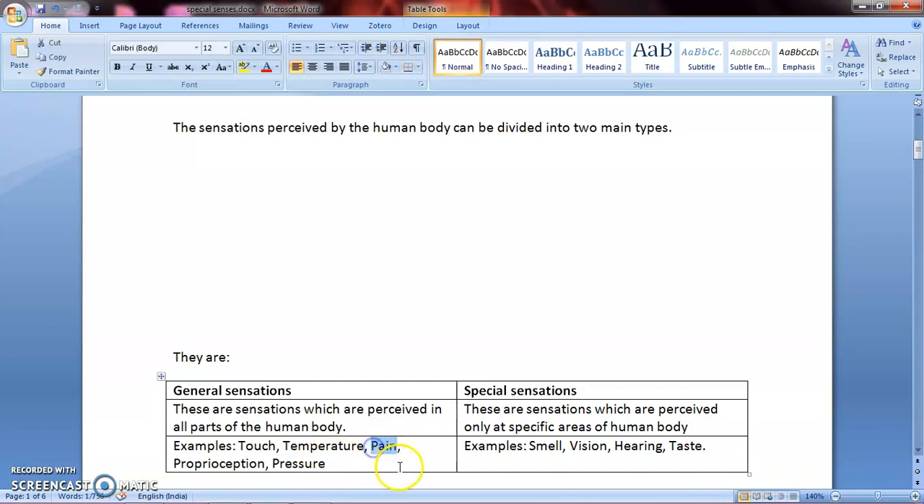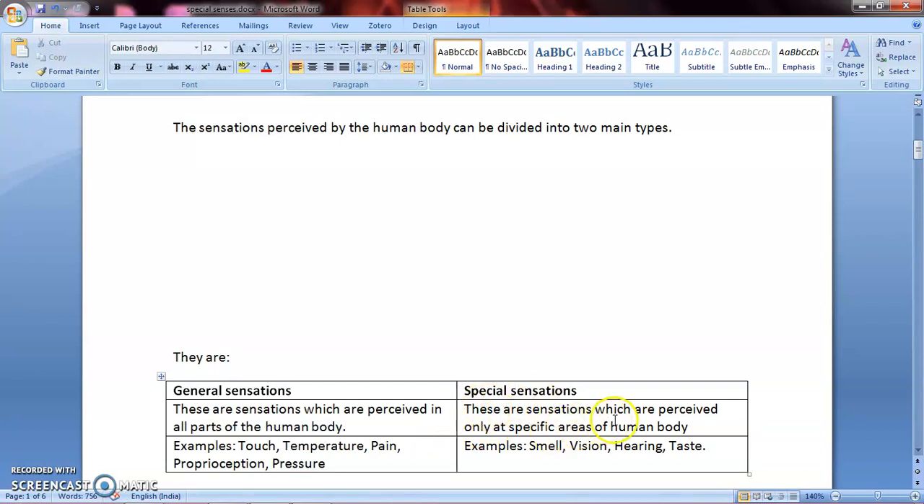Pain has a specialized receptor called free nerve ending. Whereas proprioception, that is joint sense, is how with closed eyes you can tell where your hand and your foot are. That is because we have the Golgi tendon organ within the tendon of each muscle. So that tells proprioception. Pressure is by the Pacinian corpuscle present in the dermis of the skin. So these are the general senses. They are present in every part of our body, especially in the skin.